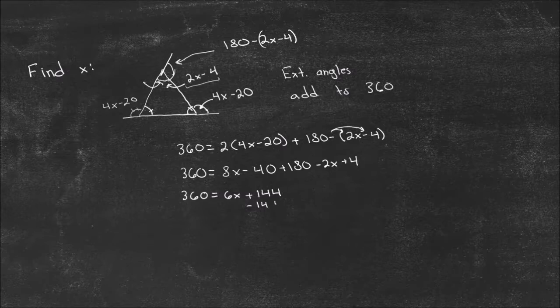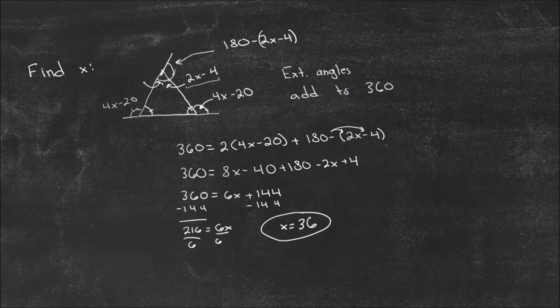Subtract 144 from both sides. I'm left with 216 equals 6x. And then divide both sides by 6. I get x equals 36, and that is my answer to the problem. The reason why is that 180 minus 2x minus 4, that's the key part, has to be that last exterior angle. Another reason this was difficult is because you had to recognize that if the interior angles are congruent, these two here, well, their exterior angles have to be the same as well.